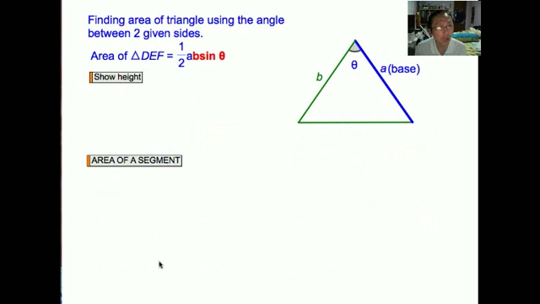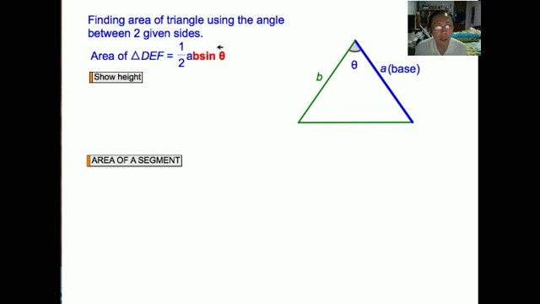Next, we will take a look at the area of a segment. But before that, we will want to know how to find the area of a triangle using the angle between two given sides. If we have a triangle that has two sides known and the angle in between, we can find the area of this triangle using the formula half AB sine theta.